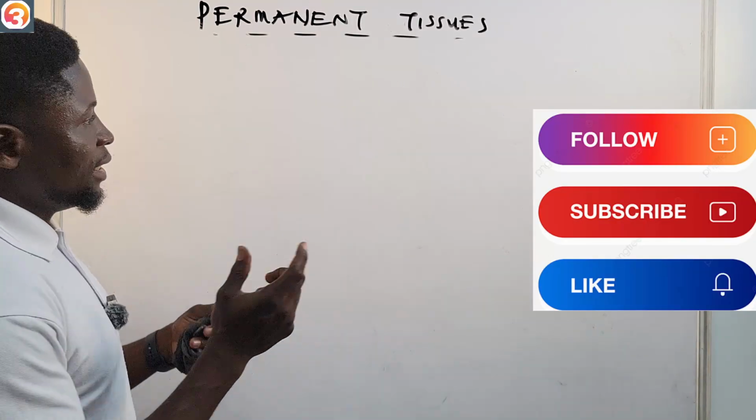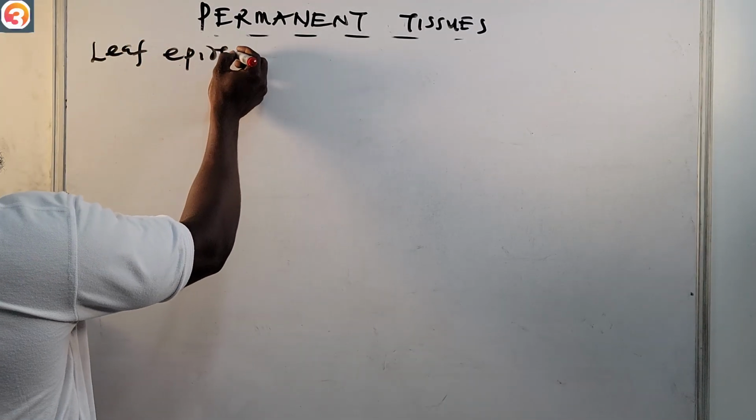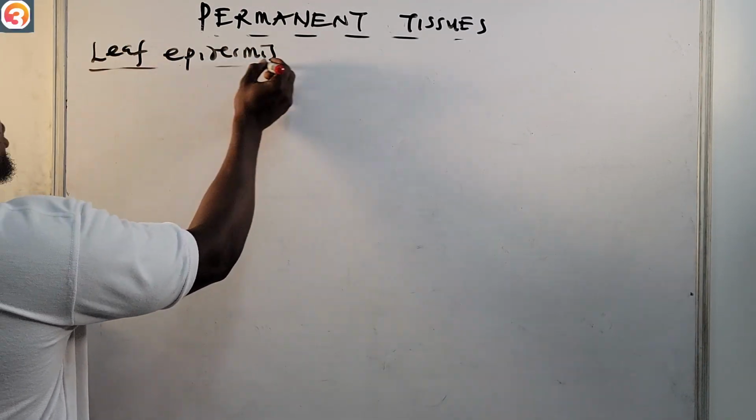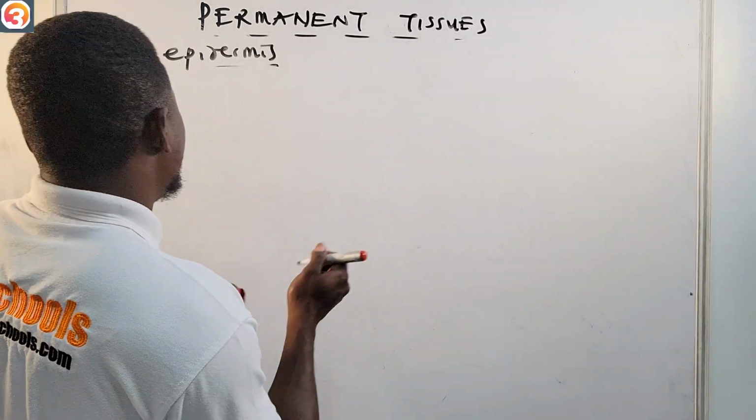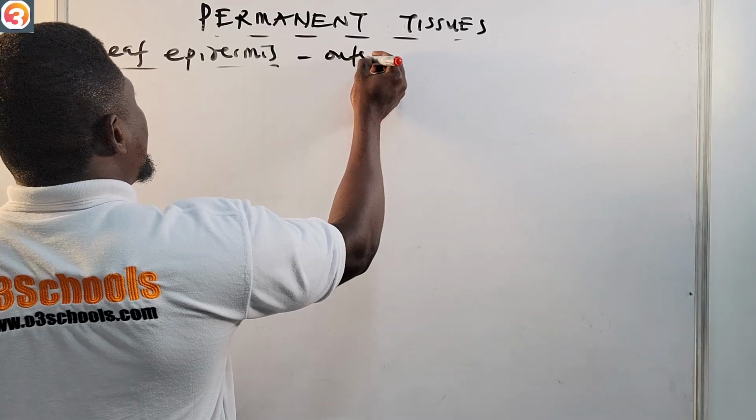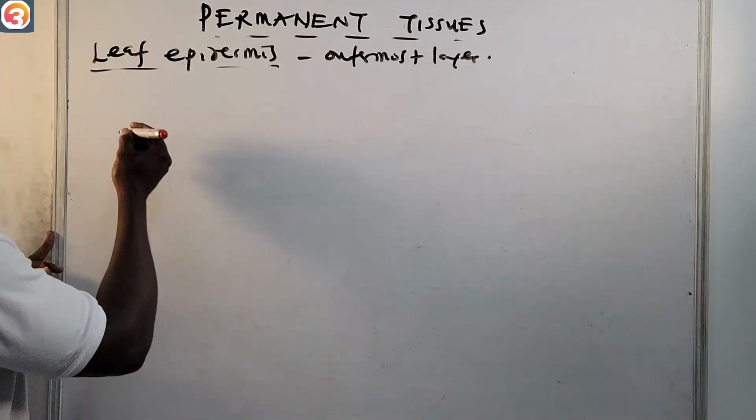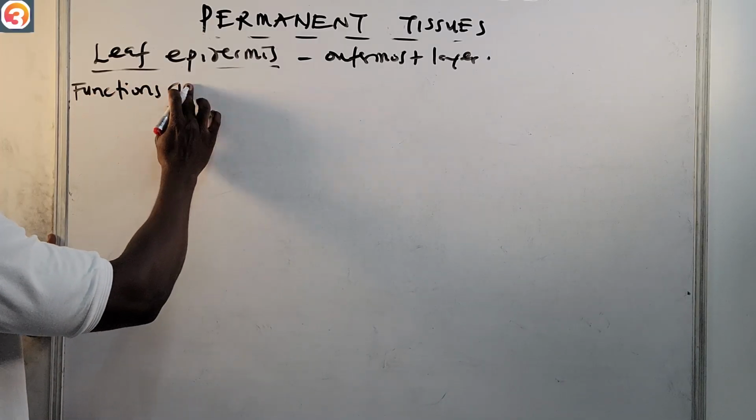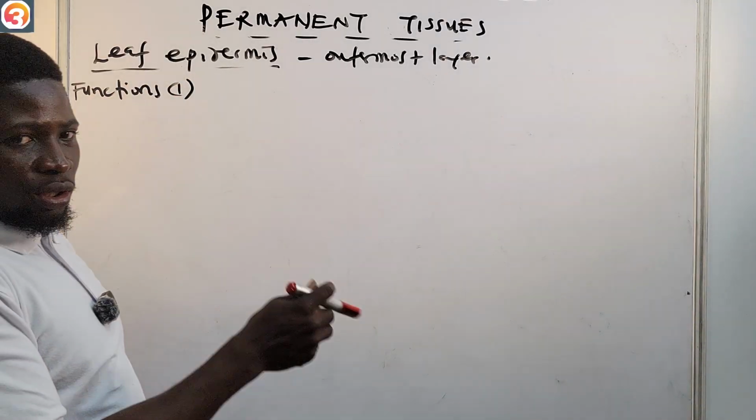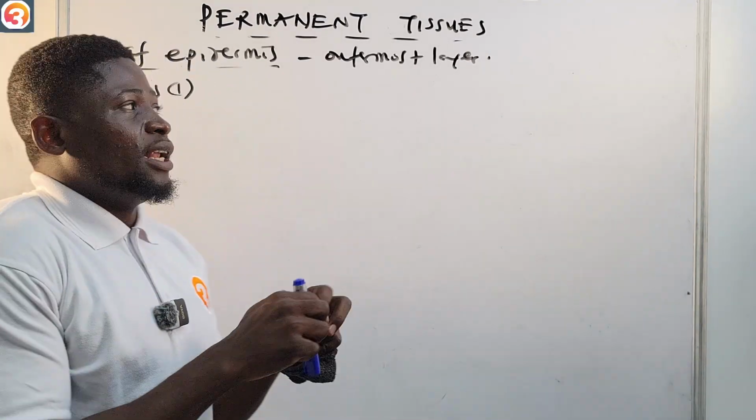Now, let us please see the leaf epidermis. As you already know, the leaf epidermis is the outermost layer. And then what are the functions? Number one, they prevent water loss.